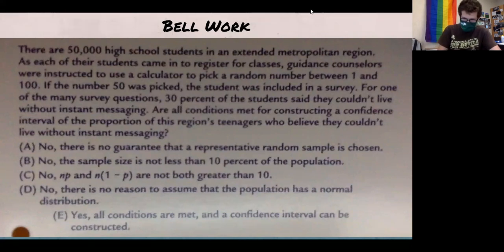It needs to be random. And it is fair to say that this is a random selection of people because they were selected through a random method. So you can see right here, it's a random number generator. So it is random, 10%.